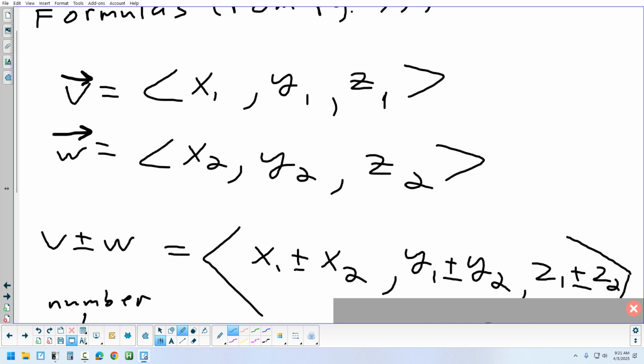If you are subtracting vectors, the order matters. If it's v minus w, then you do x1 minus x2, y1 minus y2, and if you're doing 2D, you're done. With 3D, do it one more time: z1 minus z2.